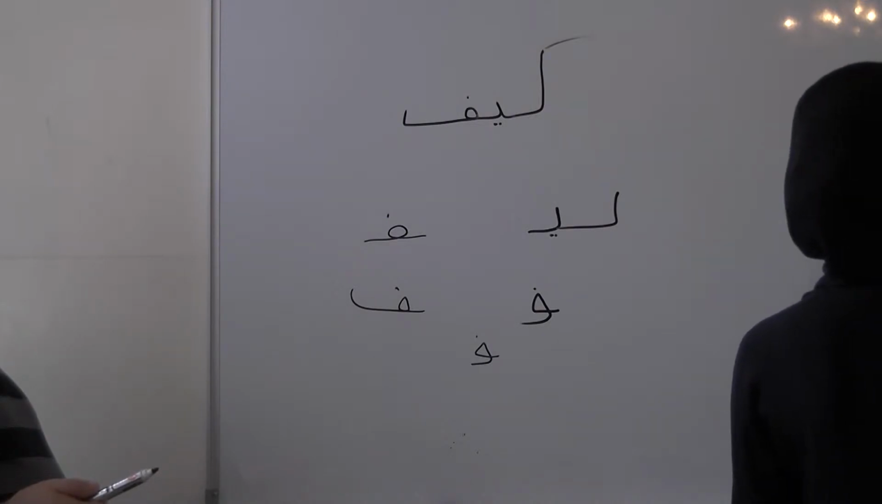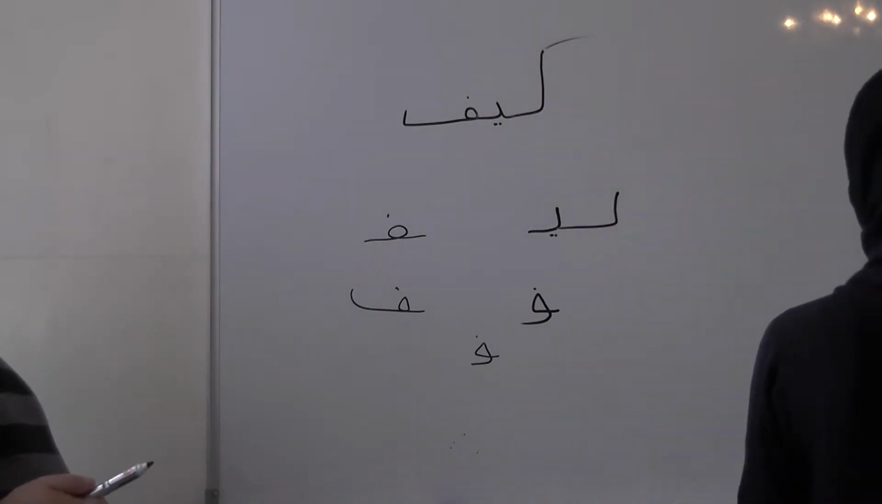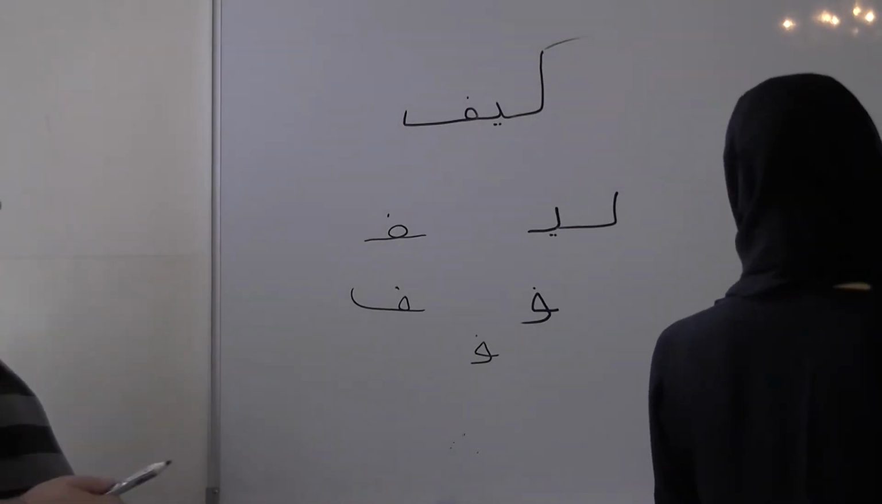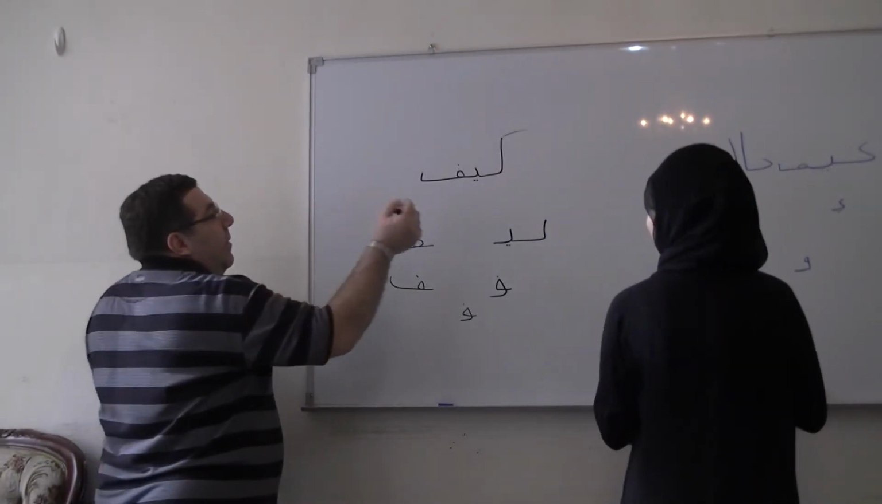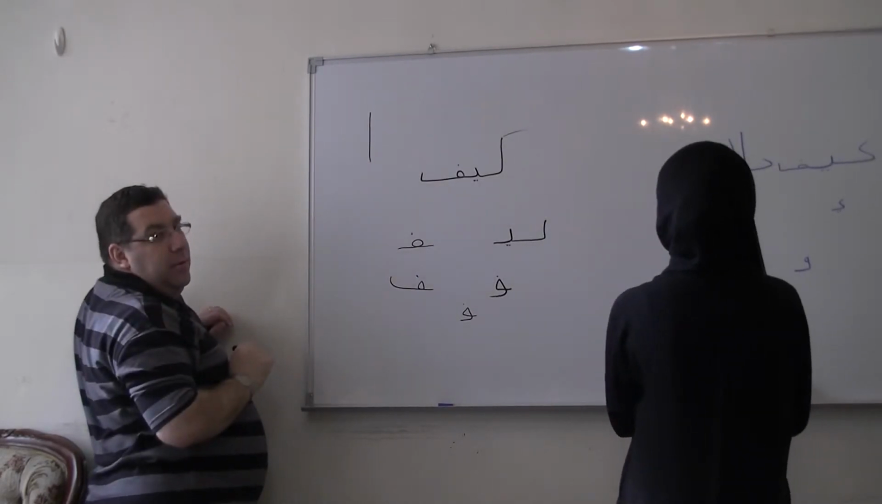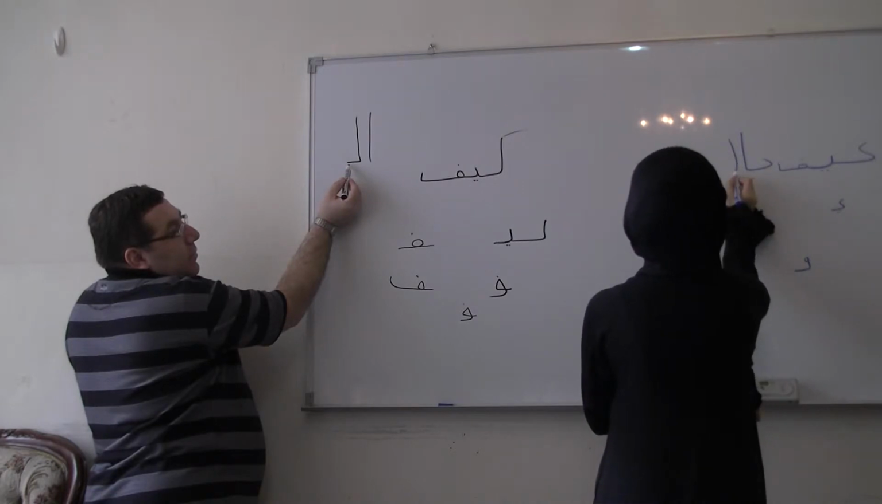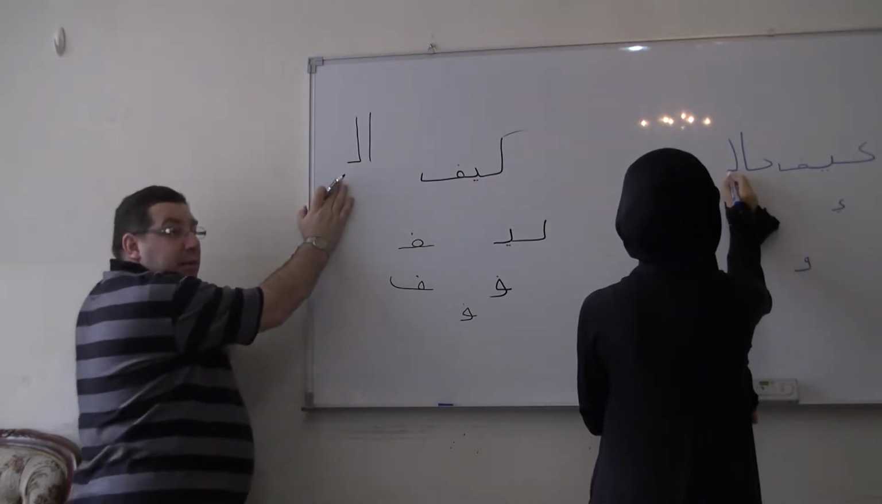Okay, ha. Then lam, lu. Then the lam, okay, here there is another thing. This is alif. Okay, but this is lam. We have to put this. This is lam when it is at the beginning of the word, or at the middle.